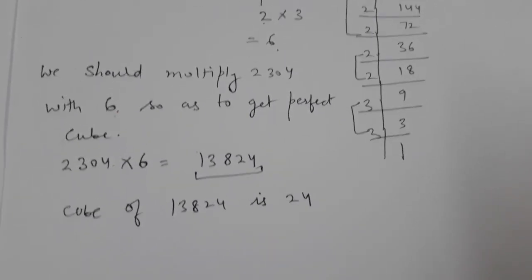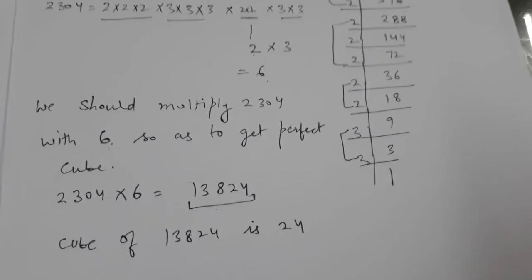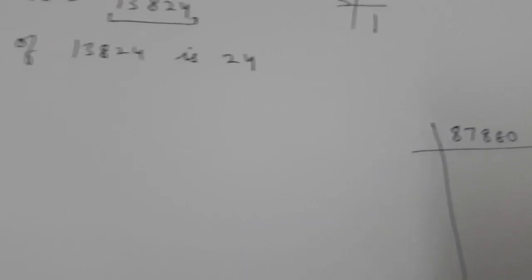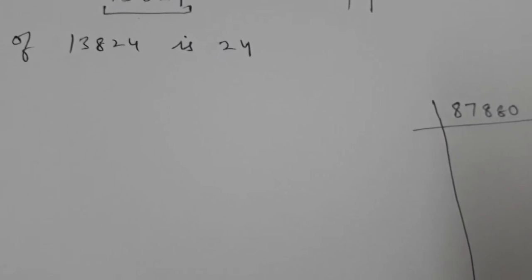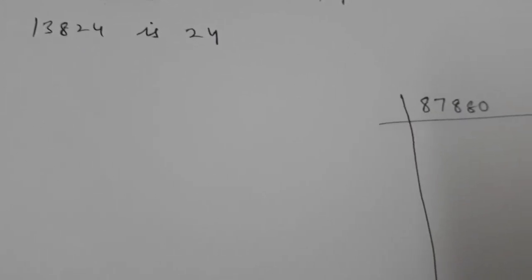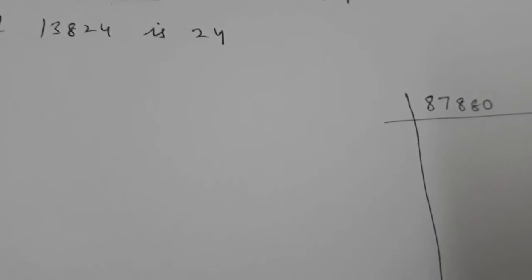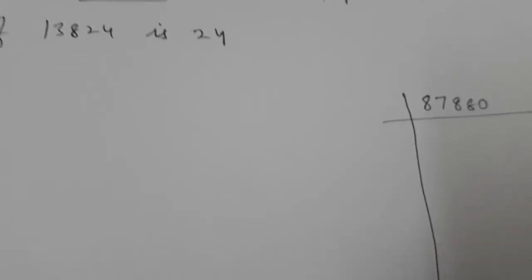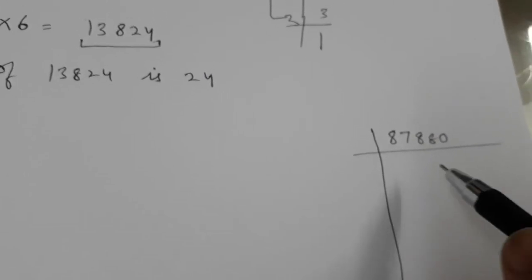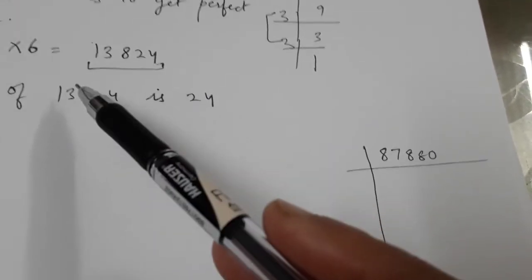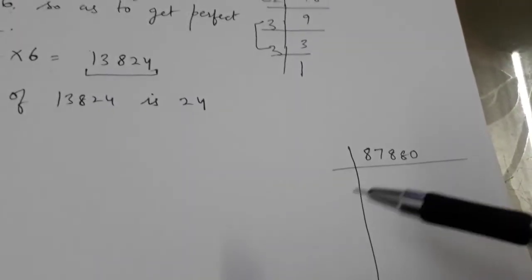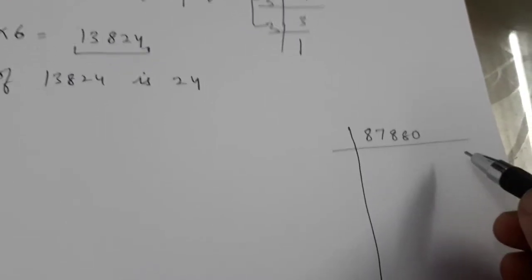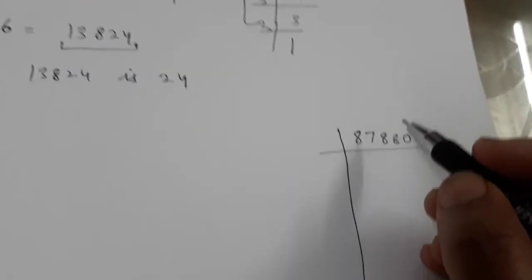Now come to question number 7. What is the smallest natural number by which 87,888 should be divided so that the quotient is a perfect cube? The same procedure we will follow here, but the difference is that in the previous question we multiplied the number by 6, and in this question we have to reduce the number by dividing it. First of all, the first step is prime factorization only, or you can say taking the LCM.